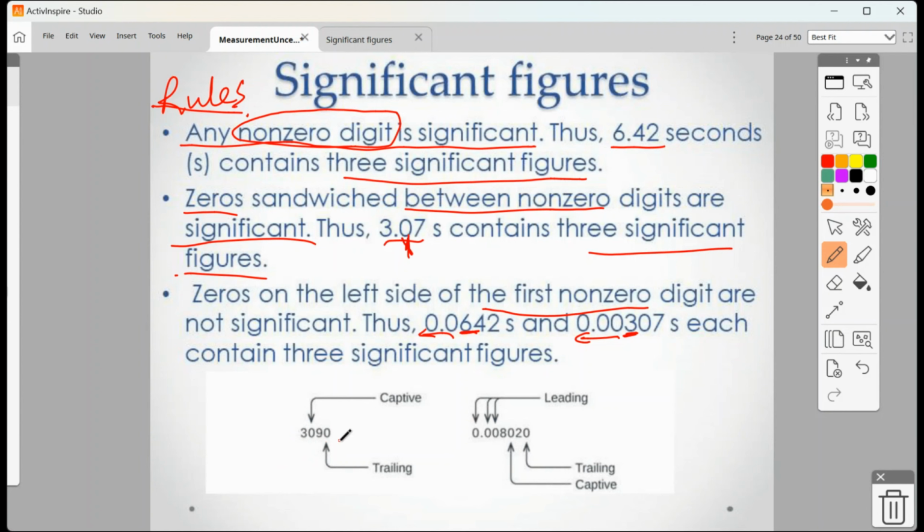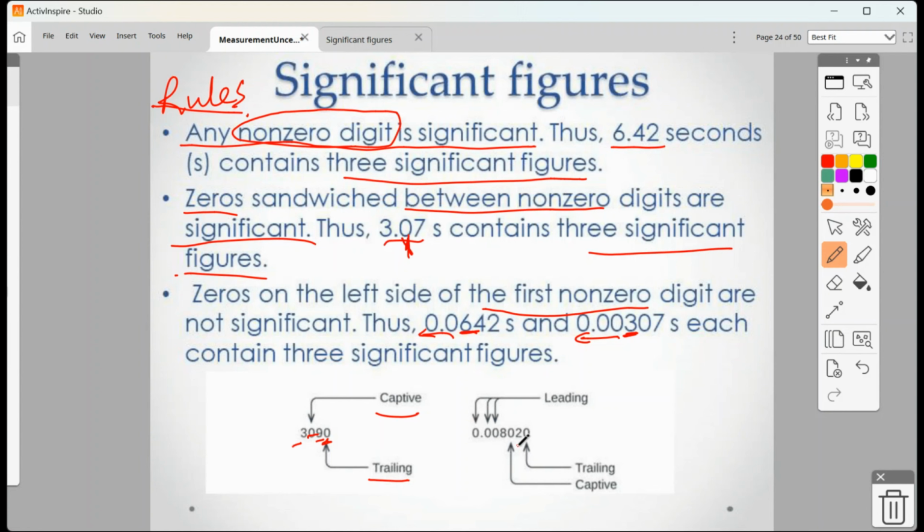3090. We can summarize what we said here. The 0 in the middle, between the 3 and 9, is called a captive 0. So it is significant because of the second rule: zeros between non-zero digits are significant. So this 0 is significant. And the rest of the numbers are significant except this 0. This 0 is called a trailing 0. Now if there is no decimal place here, the 0 is not significant.